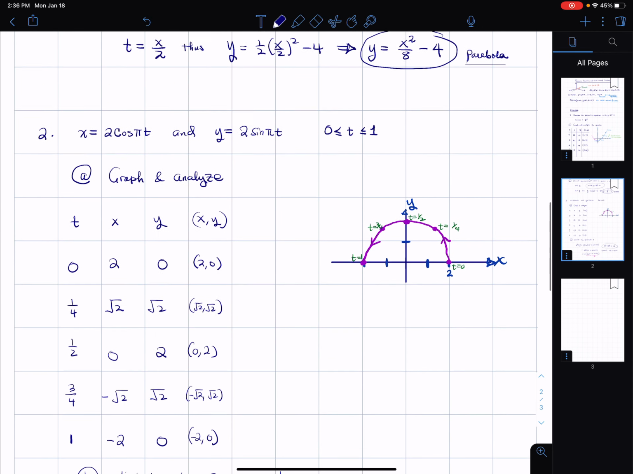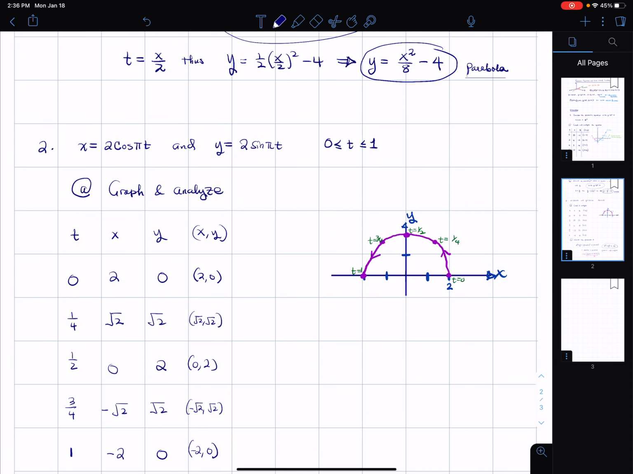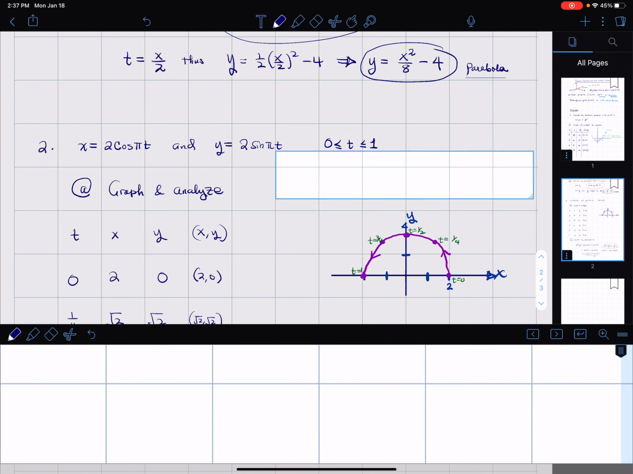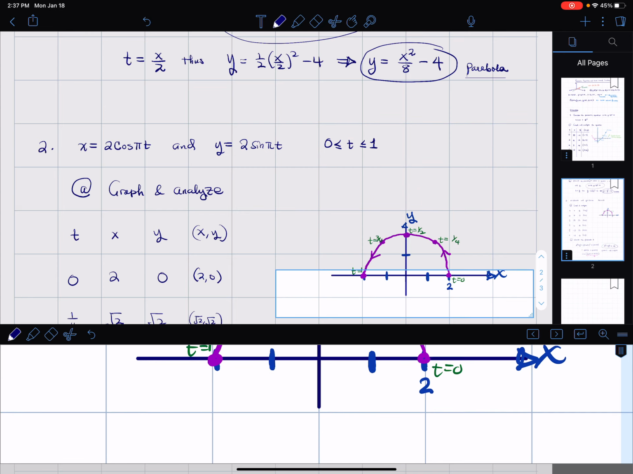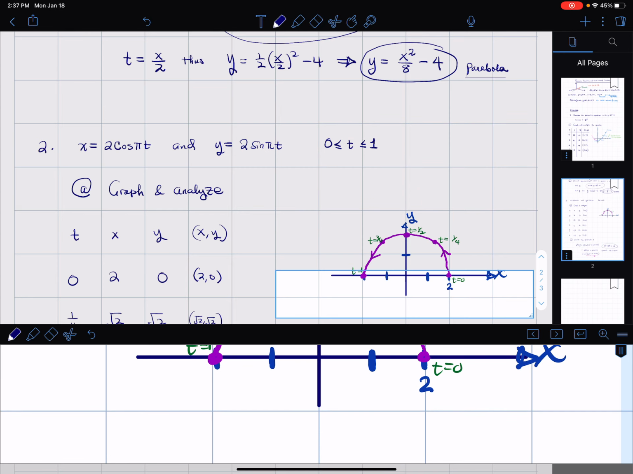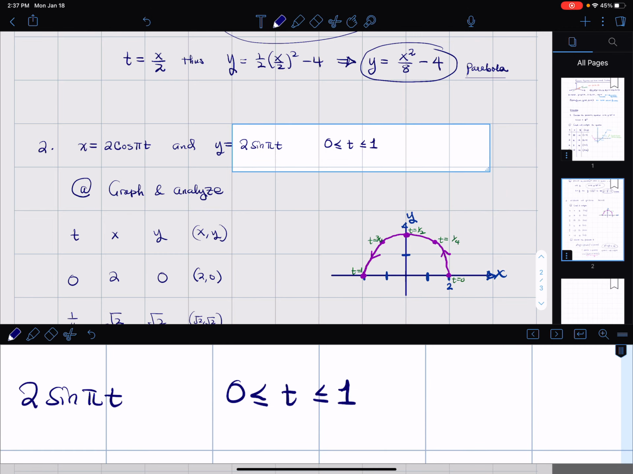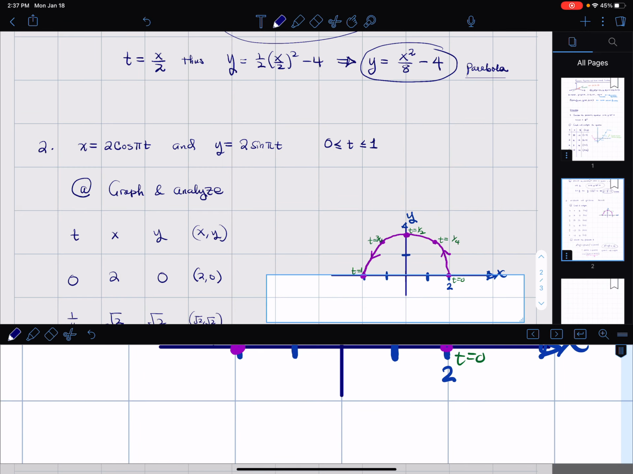So the question would be now, how would the parametric equation change if it were a circle? So we see from 0 to 1, we got a semicircle. So if we went from 0 to 2, we're going to end up with a circle. All right?